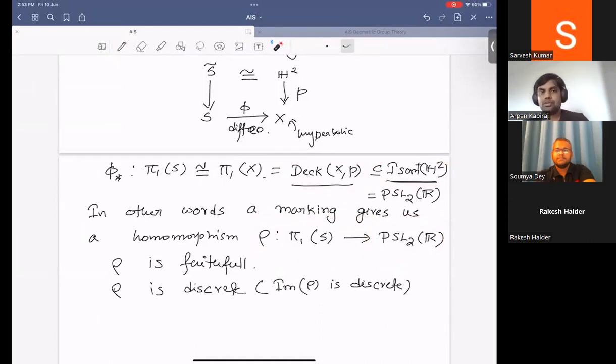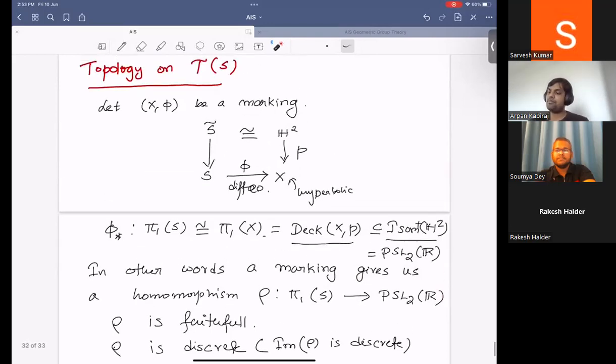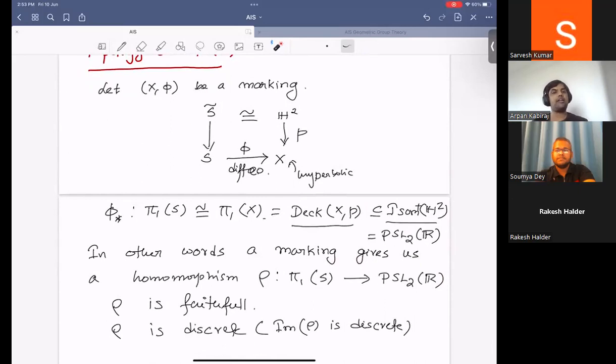Now here is the easiest way you can put a topology here. You have seen that every marking gives you a discrete and faithful representation of the fundamental group into PSL2R. So every marking gives you a homomorphism from pi1 S to PSL2R. Whenever you want to put a topology on any space, think of the points as functions, and on the function space you always have a topology, the compact open topology. You put the discrete topology on pi1 S, just a countable group, and PSL2R has a natural topology. So on the set of all markings, you can give the compact open topology.